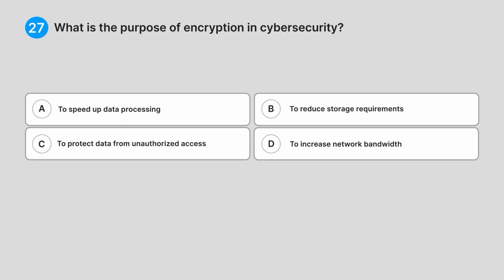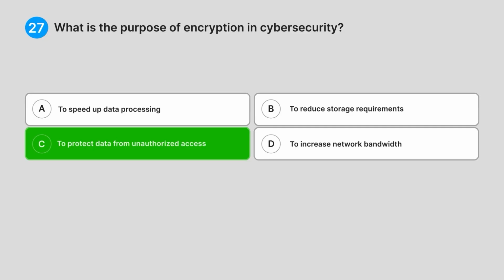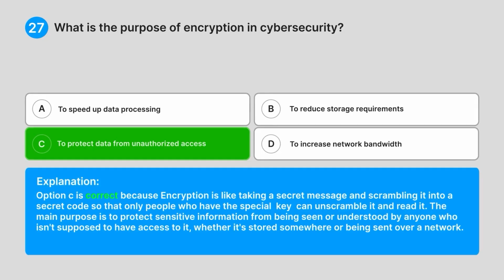Correct answer, C. To protect data from unauthorized access. Explanation. Option C is correct because encryption is like taking a secret message and scrambling it into a secret code so that only people who have the special key can unscramble it and read it. The main purpose is to protect sensitive information from being seen or understood by anyone who isn't supposed to have access to it, whether it's stored somewhere or being sent over a network.